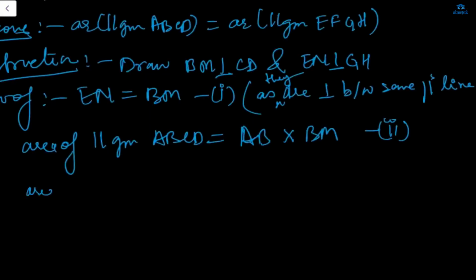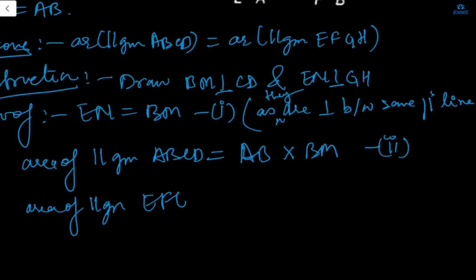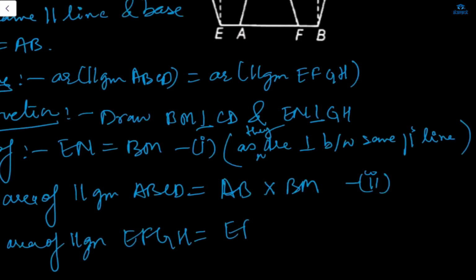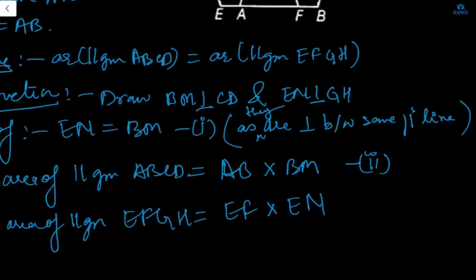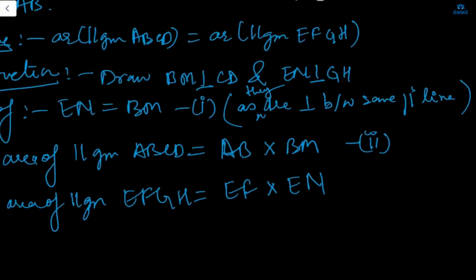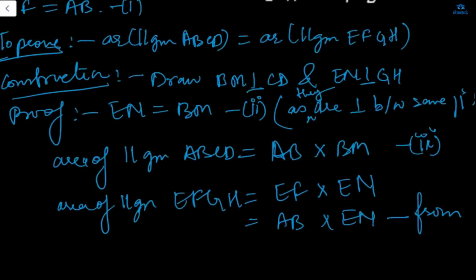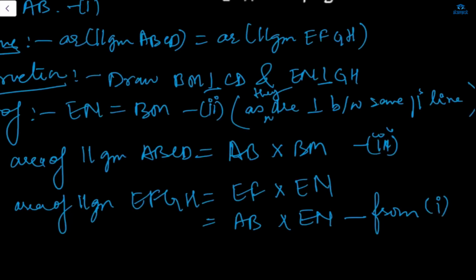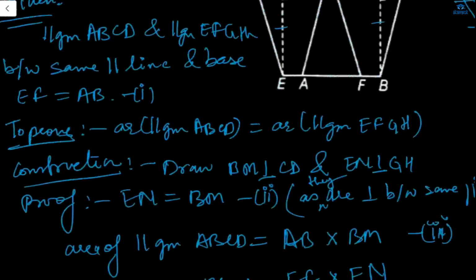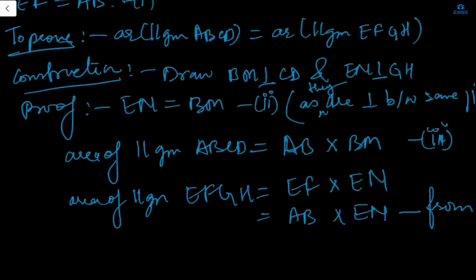Now area of parallelogram EFGH is equal to, base will be EF into height will be EN. Now instead of EF we can write AB into EN. Now how? AB from this. You have to mention this as first, this I'm mentioning as second, and this as third. So from first, AB into EN, because it is given in the question that the bases are the same, they are equal. So EF is equal to AB. So instead of EF, I am writing AB.